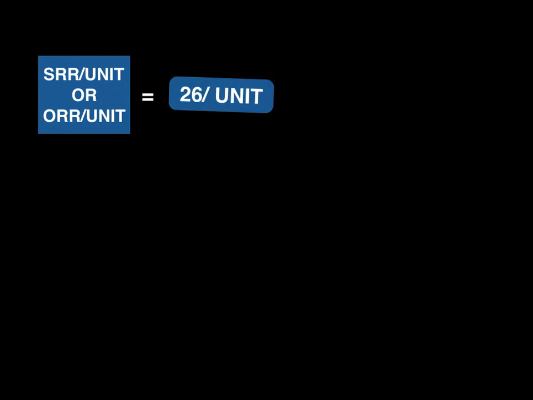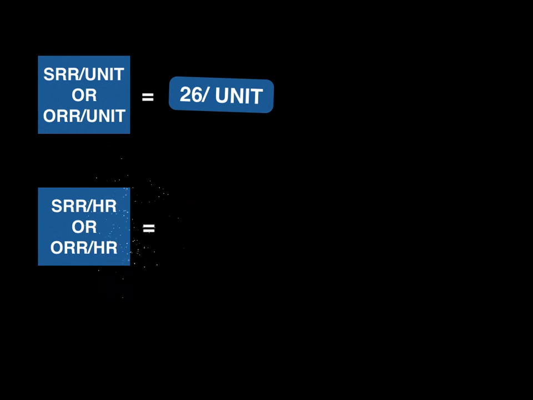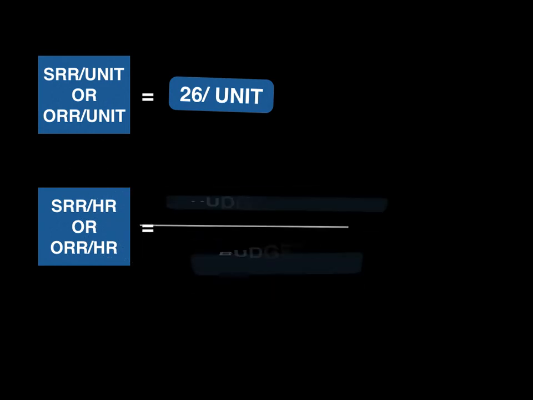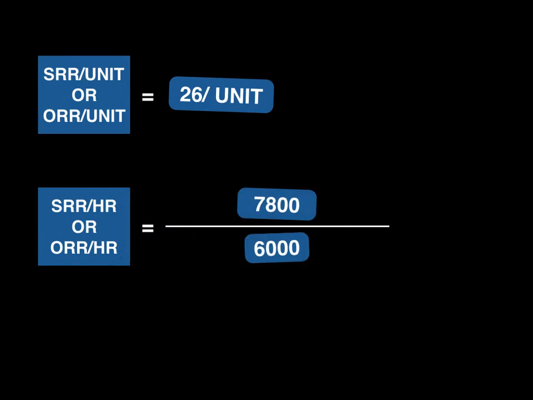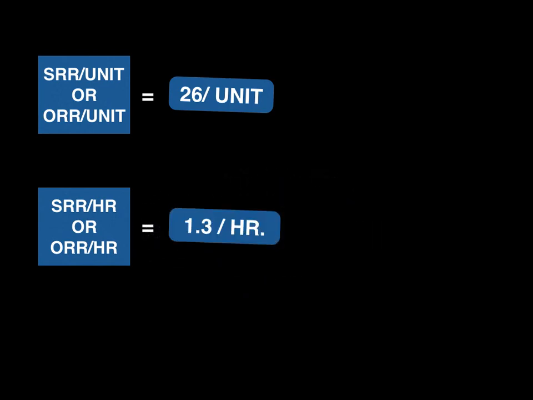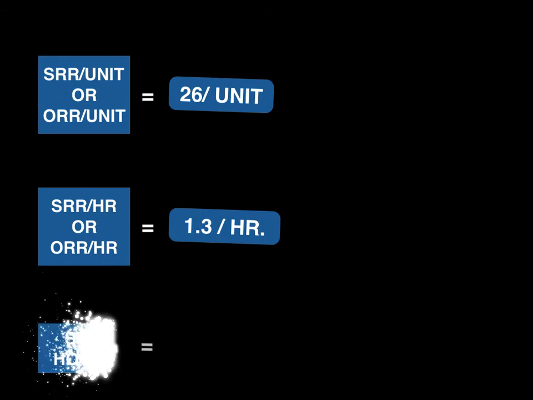You must have calculated budgeted hours also. Budgeted hours is 300 units into 20, that is 6,000. So if I calculate the SRR per hour, that will be budgeted overheads divided by budgeted hours, that is 7,800 divided by 6,000. If we calculate that, it's 1.3 per hour. Let's calculate one more detail that we will be needing in efficiency variance, and that's the standard hours. How to calculate the standard hours? Always remember, whenever I'm talking about standard, standard means for actual. Standard hours means the standard labor hours for producing the actual output.